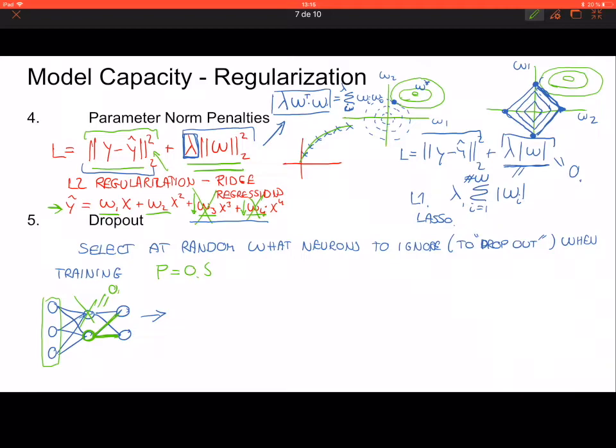And the reason we do this is that there are a lot of neurons, and sometimes, when the model is too complex, they tend to compensate for their mistakes. They tend to co-adapt to each other. And by co-adapting, I mean compensate for their mistakes.